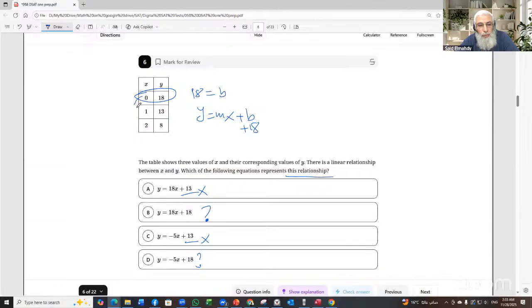The slope here: each time x increases by 1, y decreases by 5. So y decreases by 5 for each one increase in x. This means minus 5x. The slope is minus 5. This one is not correct, but minus 5 is correct. So this is the correct answer. Not 18; 18 is not correct.